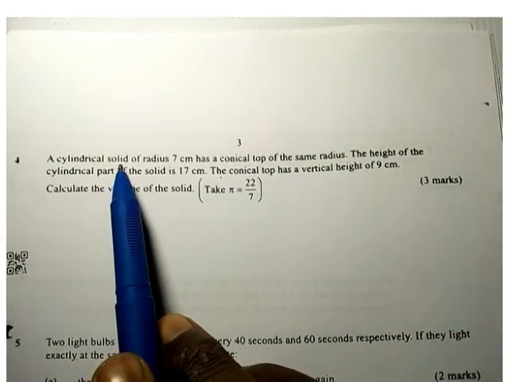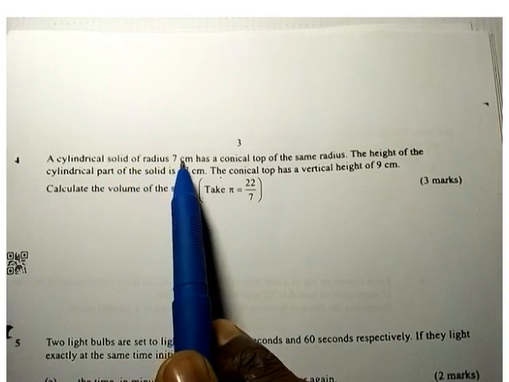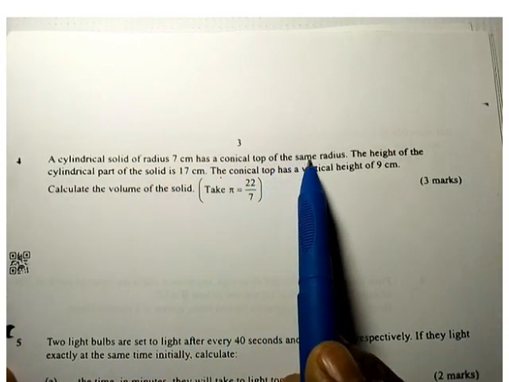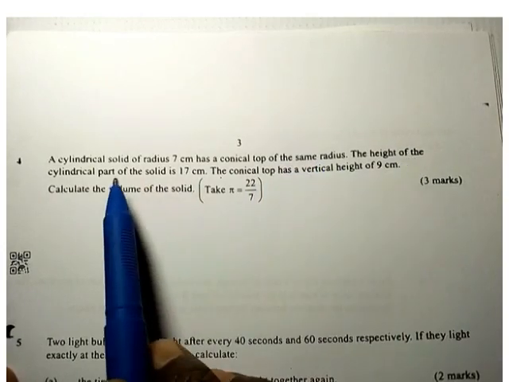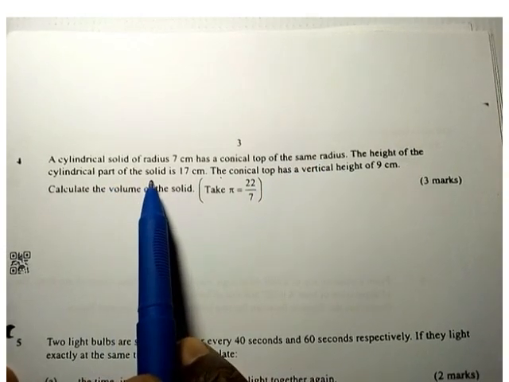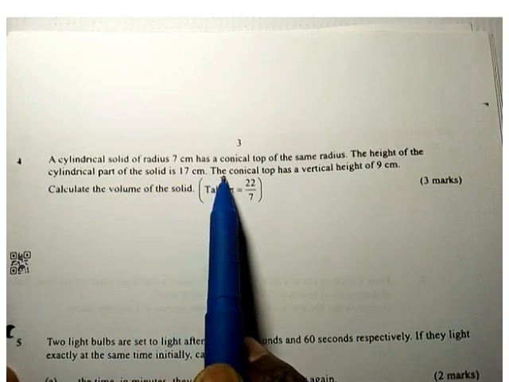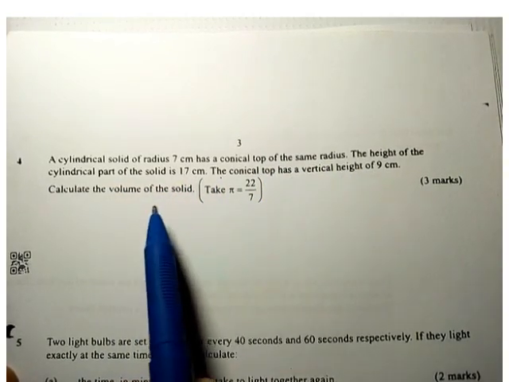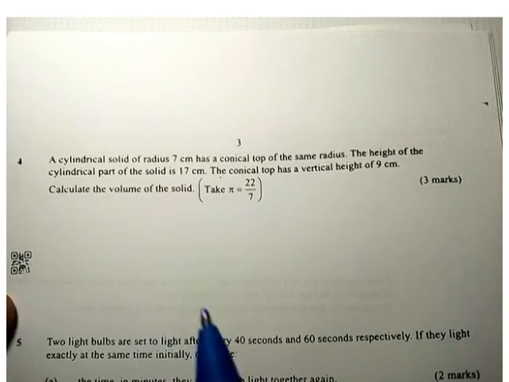A cylindrical solid of radius 7 centimeters has a conical top of the same radius. The height of the cylindrical part of the solid is 17. The conical top has a vertical height of 9 centimeters. Calculate the volume of the solid.